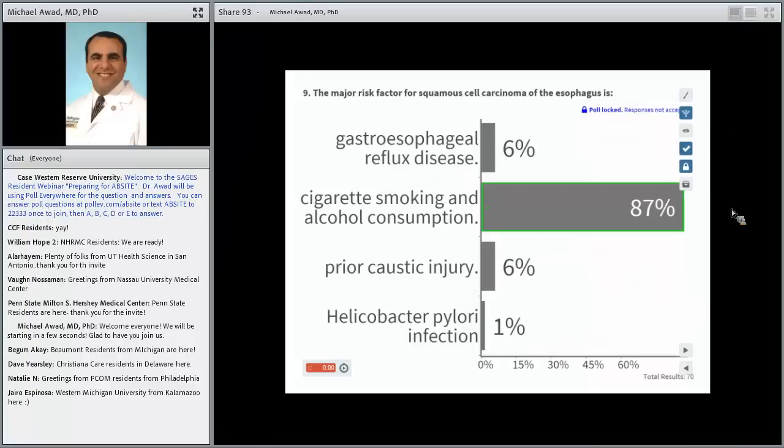Okay. So, yep, very good. Cigarette smoking and alcohol consumption. Just as a quick review, this one is a frequent one on the ABSITE. The other factors also thought to be involved, in addition to alcohol and smoking, are nitrosamines and other nitrosyl compounds, typically in smoked meats. Sometimes achalasia can be associated with it. With longstanding achalasia, the risk of squamous cell carcinoma is thought to approximate 7%, as well as a few other rare conditions such as Plummer-Vinson syndrome and caustic strictures.